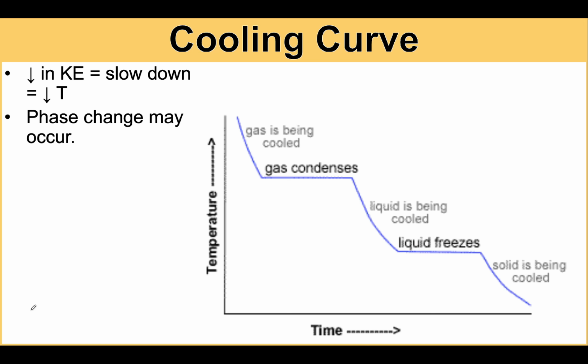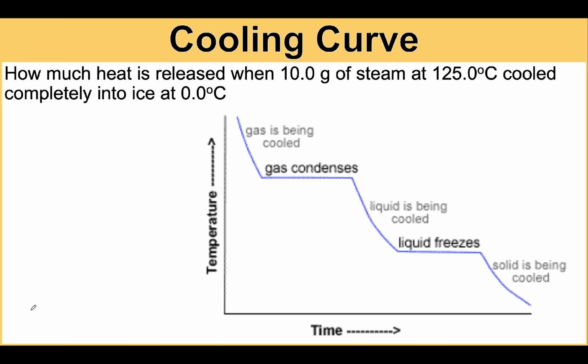So let's try to solve a problem. How much heat is released when 10.0 grams of steam at 125 degrees Celsius is cooled completely, take keyword completely, into ice at 0.0 degrees Celsius? So the first step is to label the parts. Water has a 100 degree boiling point and 0 degree melting point. It says here that your substance is steam at 125. So we start here, 100 degrees, and we want to go to ice at 0 degrees Celsius.